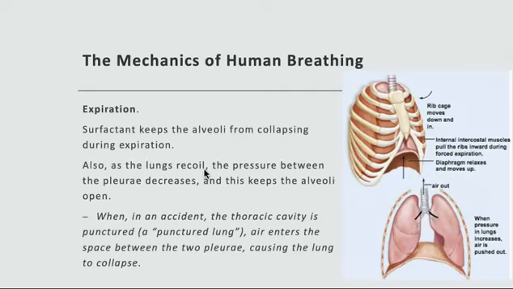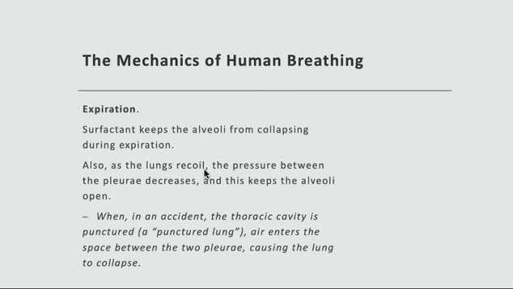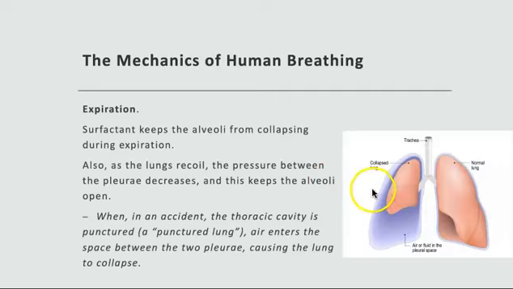However, when we get into a car accident or any accident that is going to cause a puncture within the thoracic cavity, the air from the atmosphere is going to enter the space between the two pleura. So out here we would have our parietal pleura, and this would be our visceral pleura against the lung. And as that pressure starts to increase because of that air entering in, it pushes onto the lung and the lung begins to collapse.